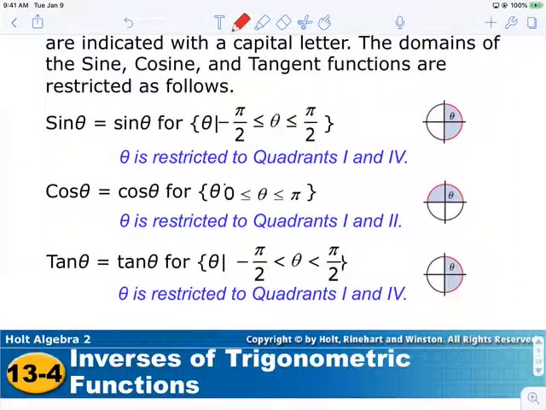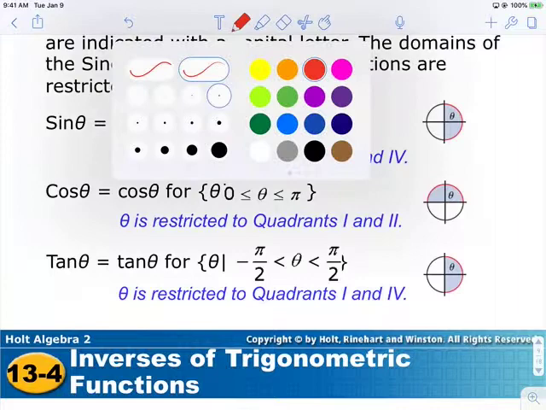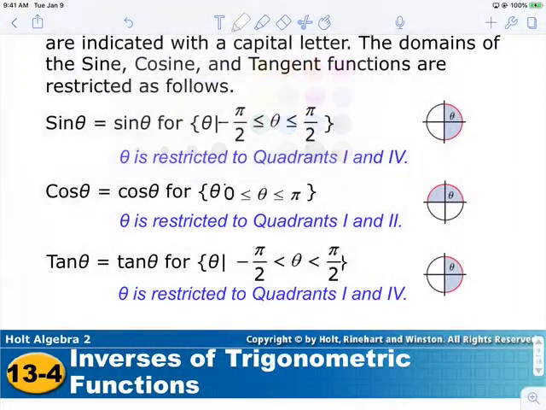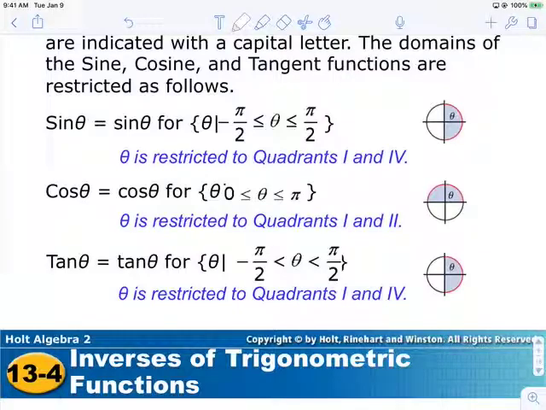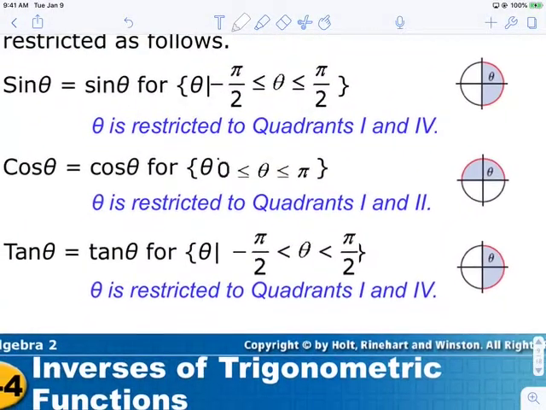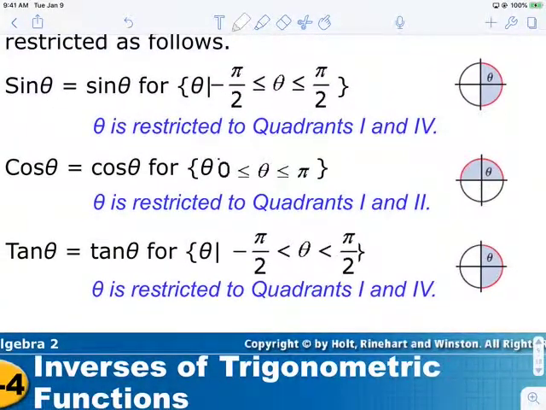We talked about restricting the domain. This is the important piece of the day, and this is one of the last things we'll do today. Yes, definitely need this. And the fact that S, C, and T are capital is intentional. S, C, and T are capital for a reason.